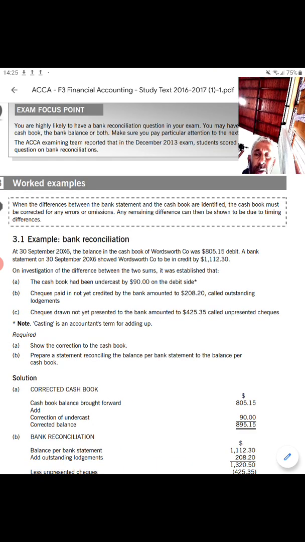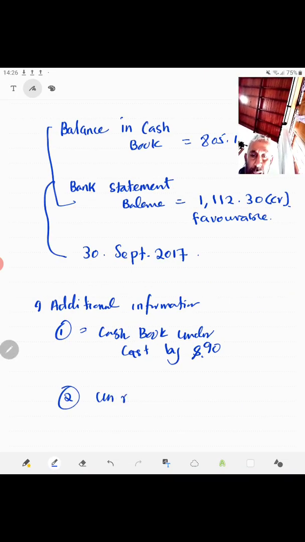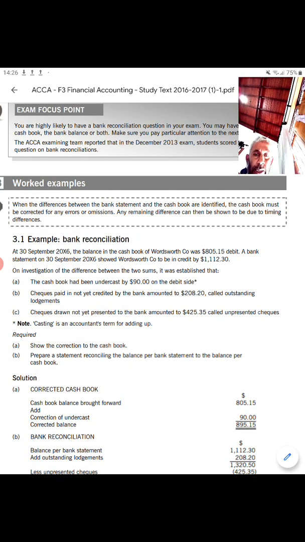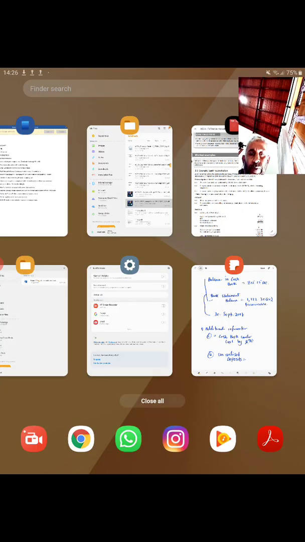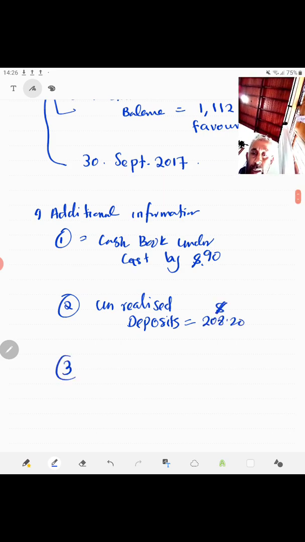checks paid not yet credited by the bank amounted to 208.20, called outstanding lodgements. In other words, in our language we call this unrealized deposits. Unrealized deposits amounting to 208.20, again dollars.